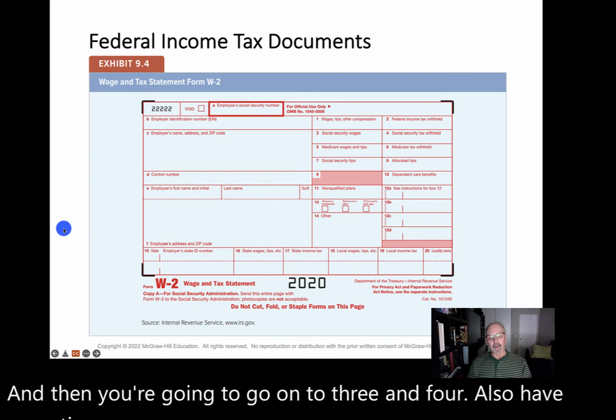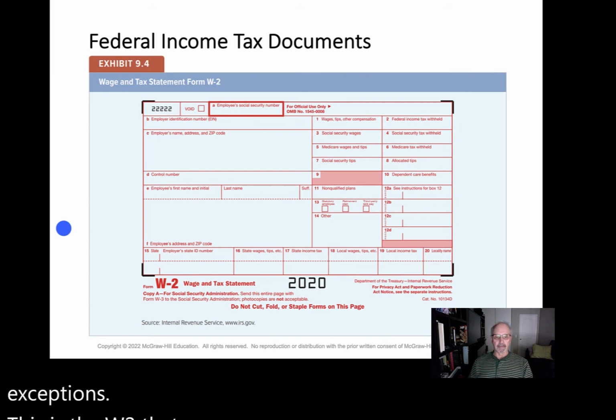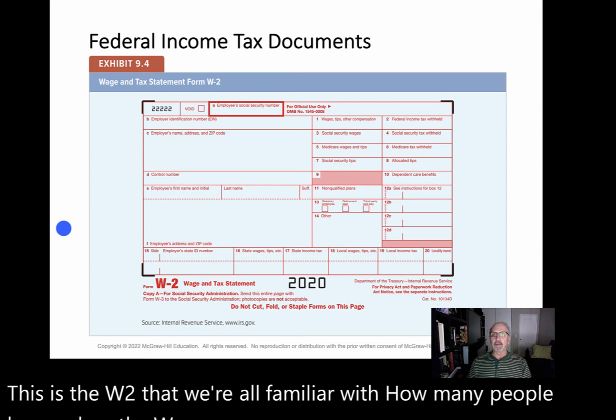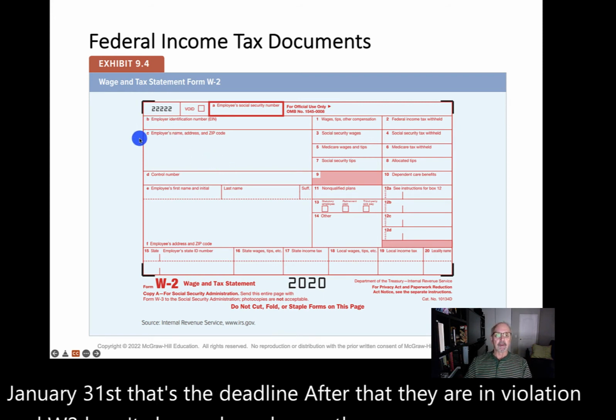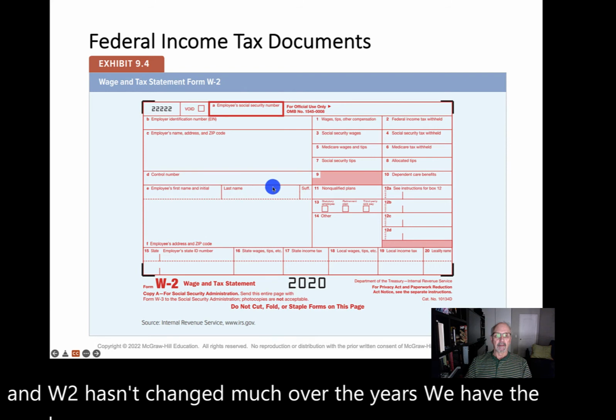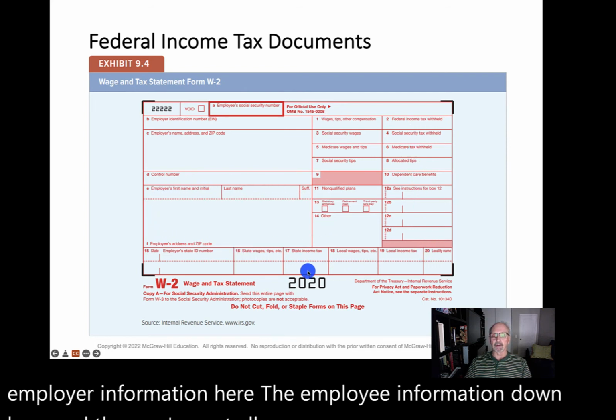This is the W-2 that we're all familiar with. How many people know when the W-2 must be received by the employee? Well, January 31st, that's the deadline. After that, they are in violation. And the W-2 hasn't changed much over the years. We have the employer information here, the employee information down here, and then we've got all these numbered boxes.